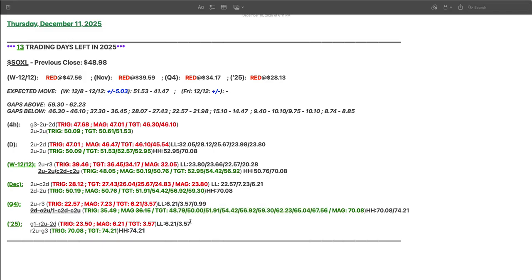And then on the year, again, we've reversed that 2 down, made it a nice solid green hammer candle, looking to finish at the highs for the year, looking to get that 2 up next year, triggering the 2 down, 2 up, which again would look for that 7008 target. So there you have it. Those are your triggers and targets for everything from a scalping perspective all the way up through the 1 year chart.